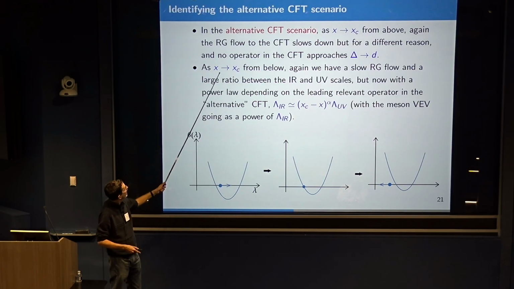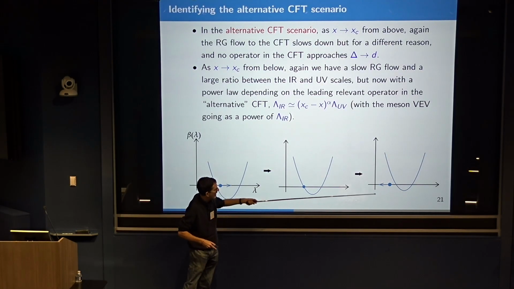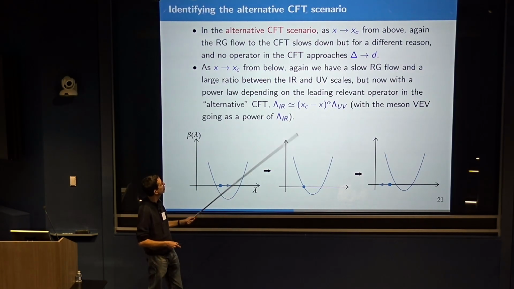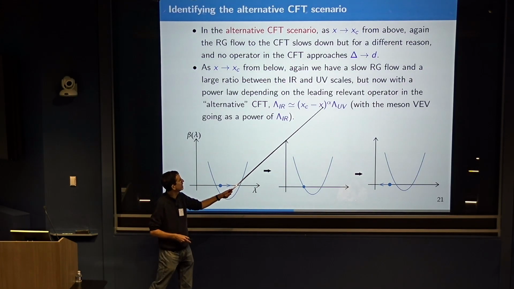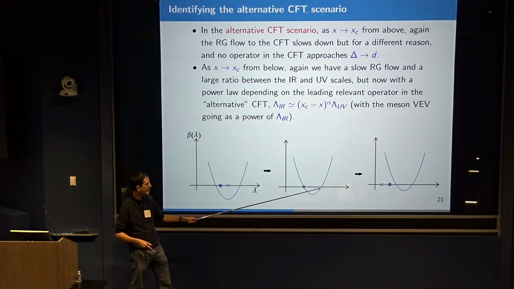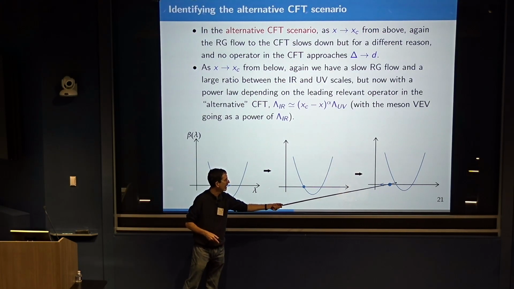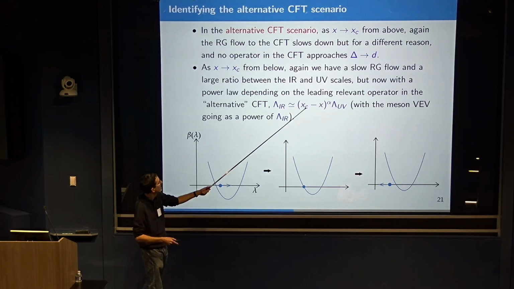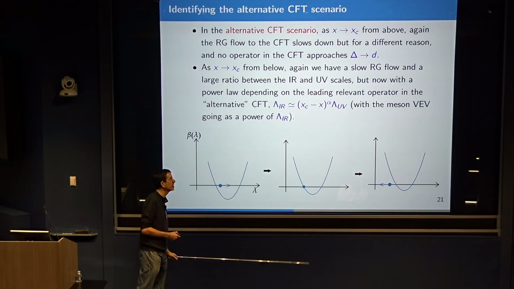As we approach x equals xc from below, again we have this relatively slow RG flow, and then we flow somewhere else. One can compute that also in this case, the ratio between the IR scale and the UV scale would be given by some power of xc minus x, and in this case that power would be determined by just the dimension of the leading relevant operator at this alternative fixed point. So again, this is something that hopefully can be measured in lattice simulations.